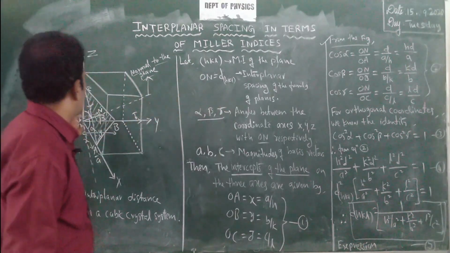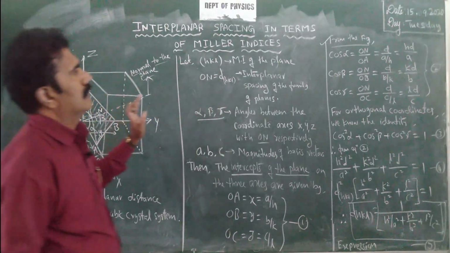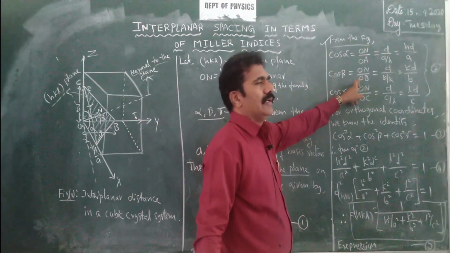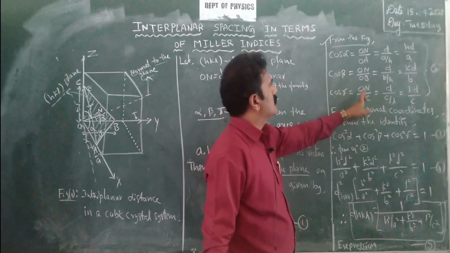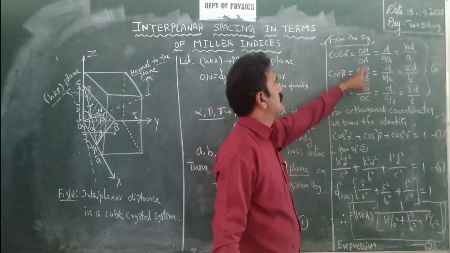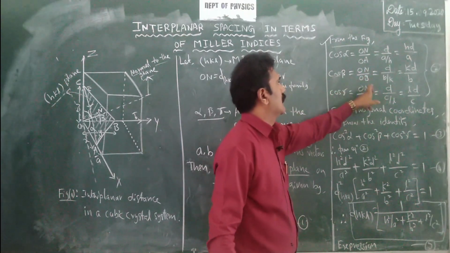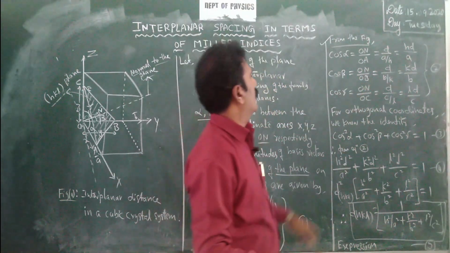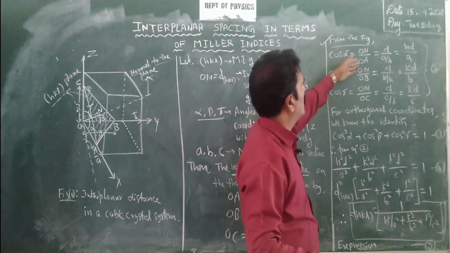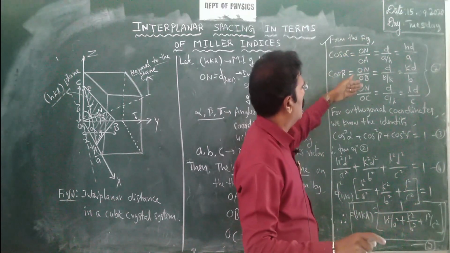So similarly, cos beta is also forming a right-angle triangle. In that case also, it is ON by OB. Cos gamma is equal to ON by OC. In all the cases, ON is nothing but the hypotenuse, so we can write the ratio in all the cases as ON by OA, ON by OB, ON by OC.